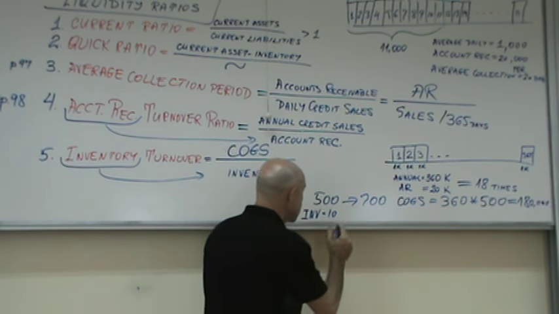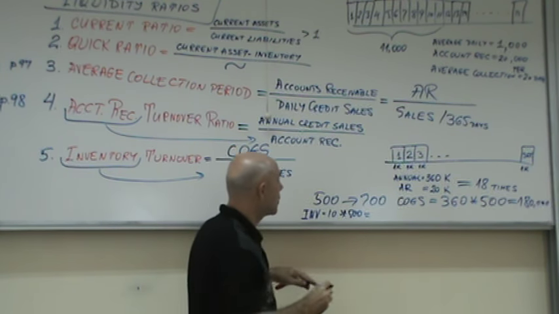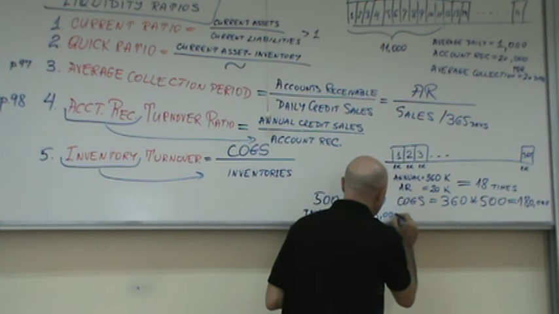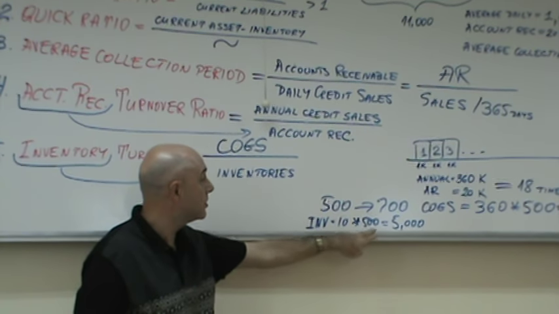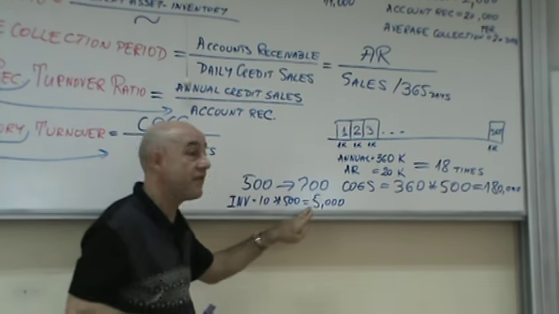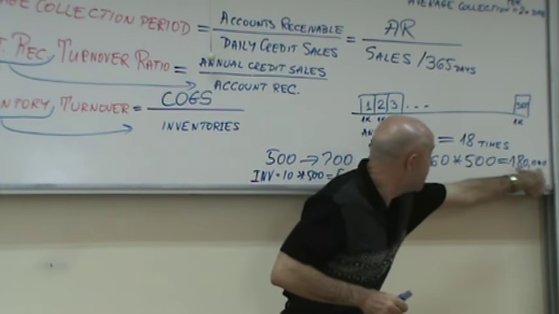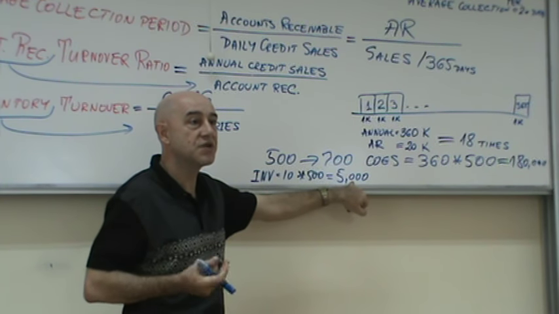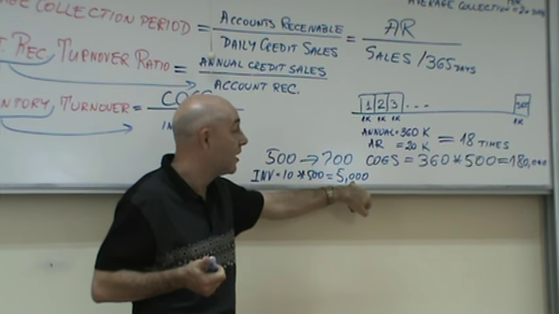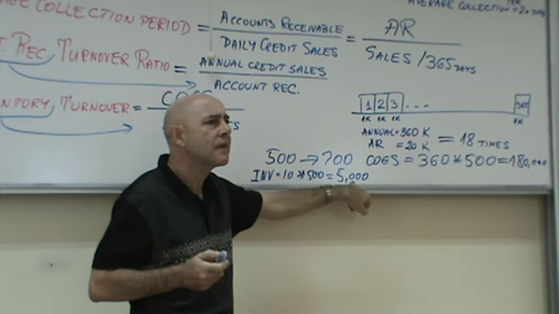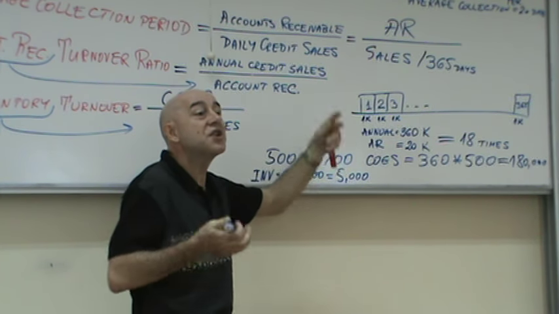if you keep 10 iPhones, then each is worth 500. The inventory will be 5,000, right? And what's the turnover ratio? When you divide 180 over 5, what's the turnover? You divide this number by this number. What's the ratio? 36. 36, sure.